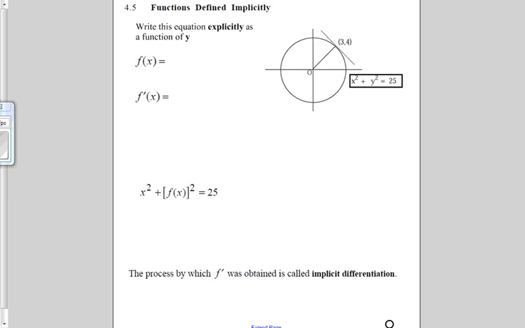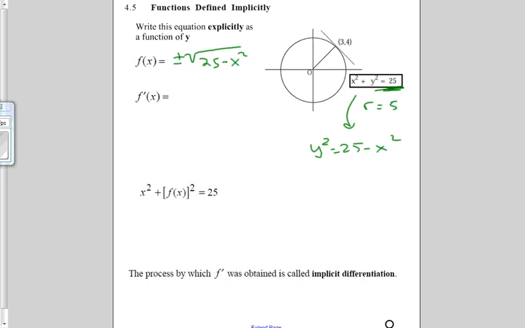So here's an example, another circle, this time x squared plus y squared equals 25. So we know the radius is 5. And it says write this equation explicitly as a function of y. So what we want to do first, before we learn how to do implicit differentiation, is see how to do this explicitly. So if I were to take this function and solve it for y, I'd get y squared equals 25 minus x squared. So f of x, which is y, would equal plus or minus the square root of 25 minus x squared.